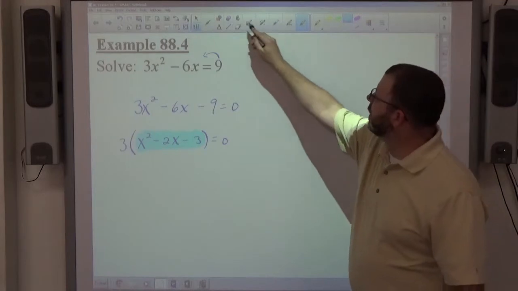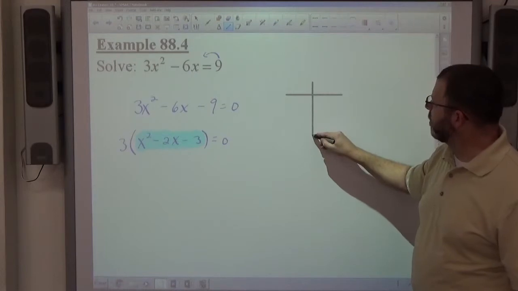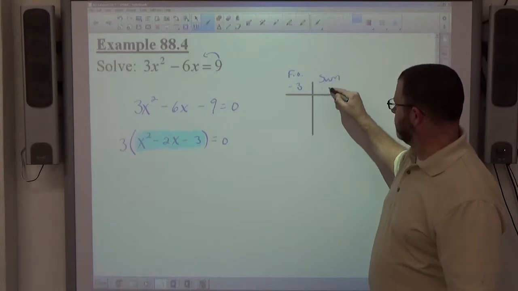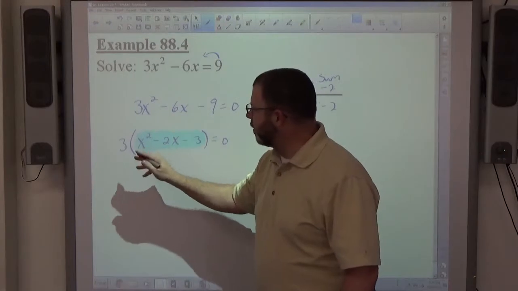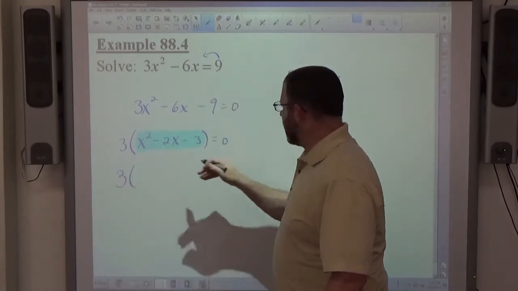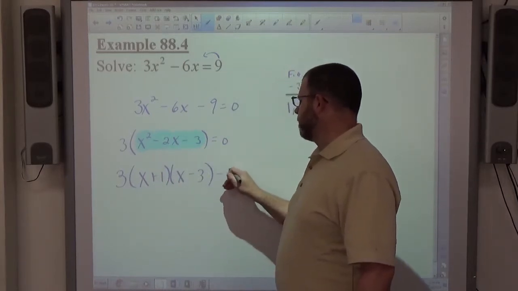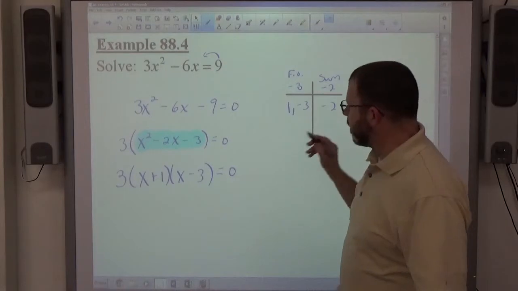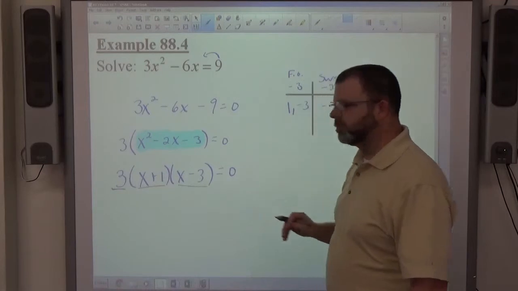And I want to factor that completely. So I'm looking for factors of negative 3 whose sum is negative 2. So 1 and negative 3 do the trick. So, looking at this factored form, 3 is still 3. The factored form of the quadratic trinomial is x plus 1 times x minus 3. Gets me to here. Now, how many factors are there? 3. Okay, so let's take a look at the 3 factors. My factors are 3, x plus 1, and x minus 3.